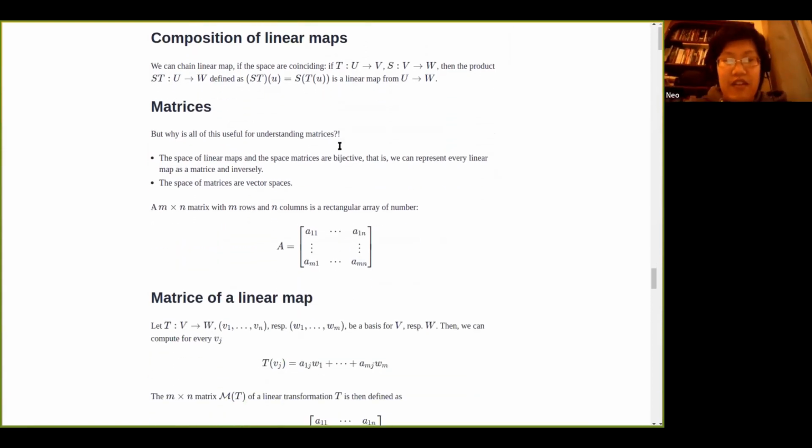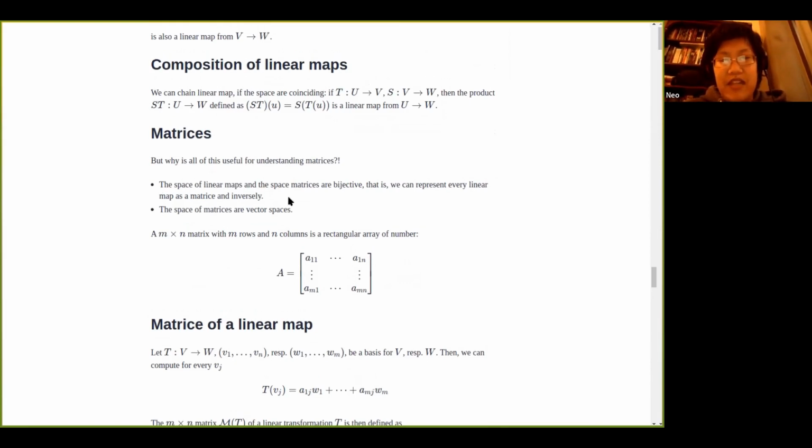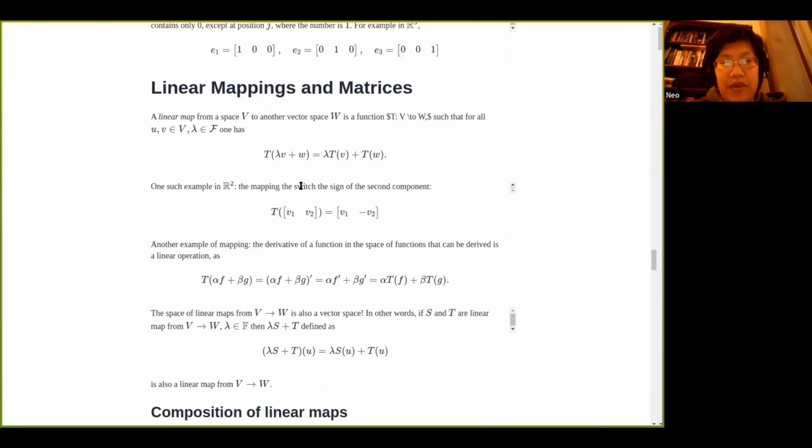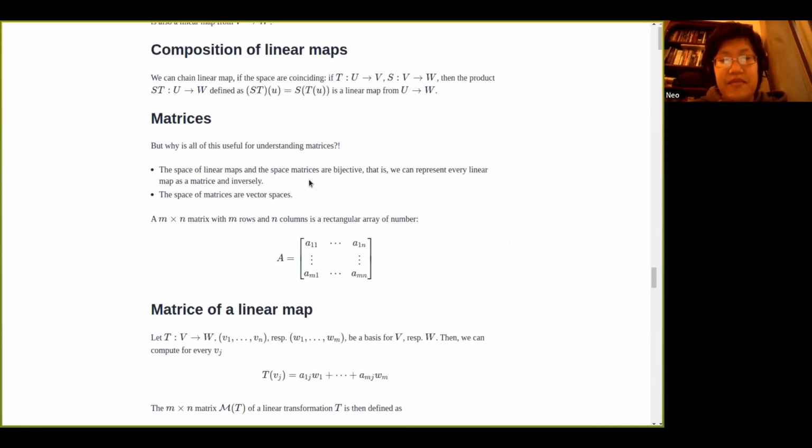So now we have all this. Why is it useful? The space of linear maps that I just defined here in a more abstract way is bijective with the space of matrices. That is, for every matrix you can think of, you're going to have a linear map that represents it. It also means the space of matrices is a vector space. But now the question is, what is a matrix?